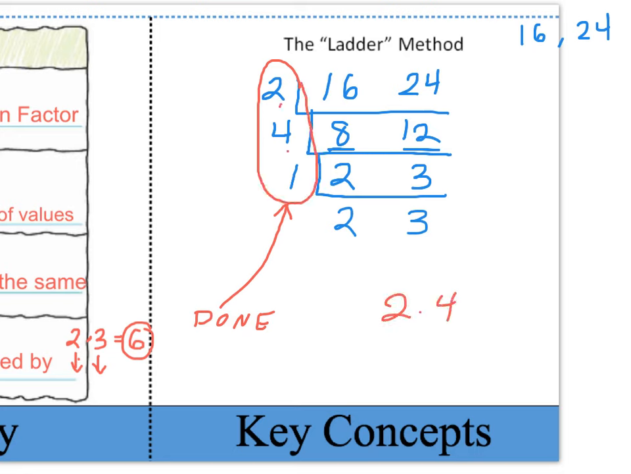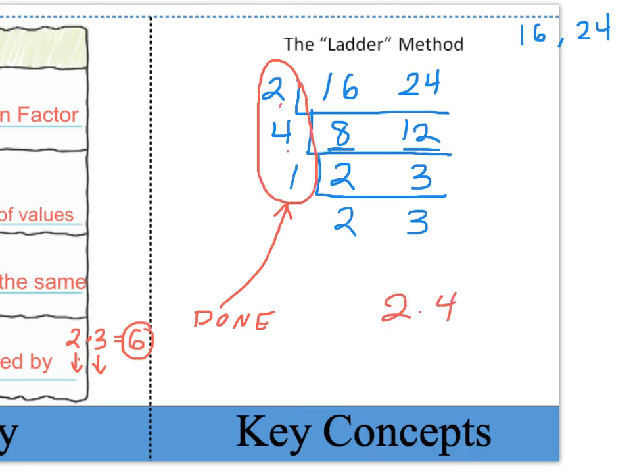So 2 times 4 times 1 is 8. So the GCF of 16 and 24 would be 8. So this means that 8 is the greatest factor that 16 and 24 have in common. So we're going to skip this real-life slide for today, and we'll come back and discuss it in class tomorrow.